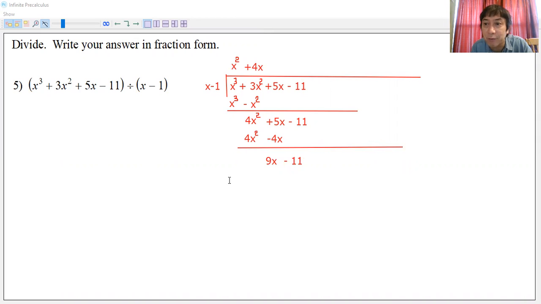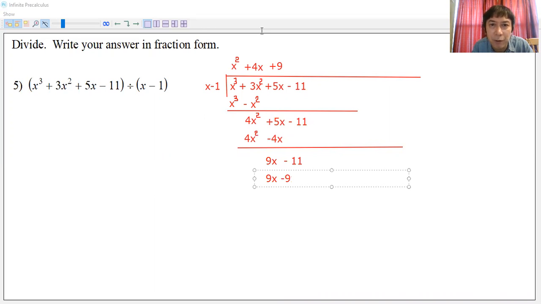Next, test for division. 9x divided by x, that will still be possible. The degrees are equal: 9x is degree 1, and the divisor x is degree 1, so we can still continue. 9x divided by x is 9, so we continue here with plus 9. After which, back to multiply. 9 times x is 9x, and 9 times negative 1 is a negative 9.